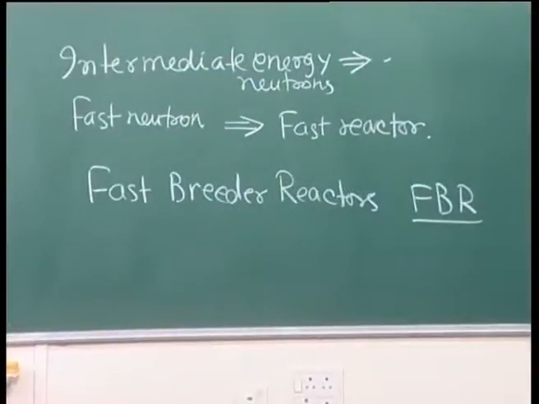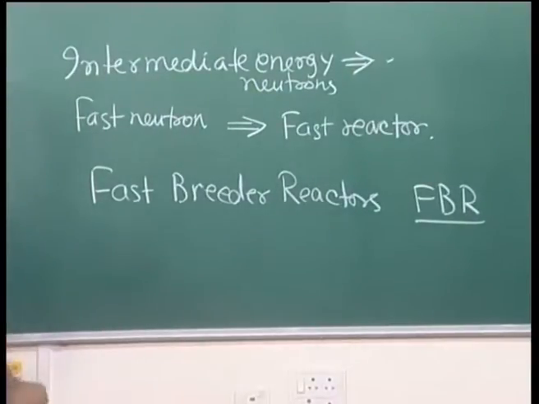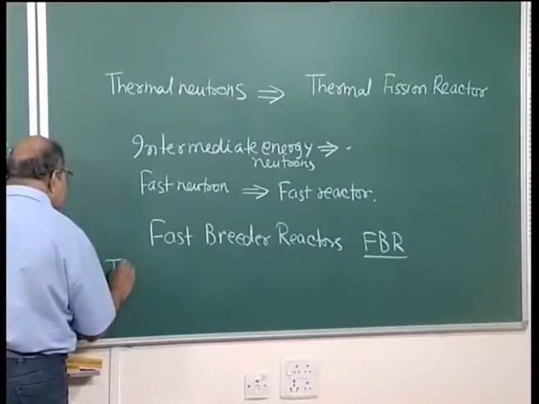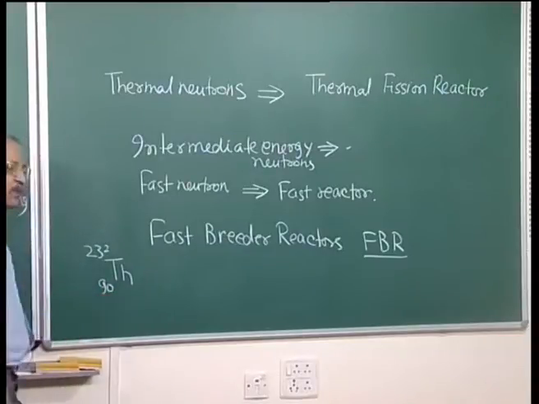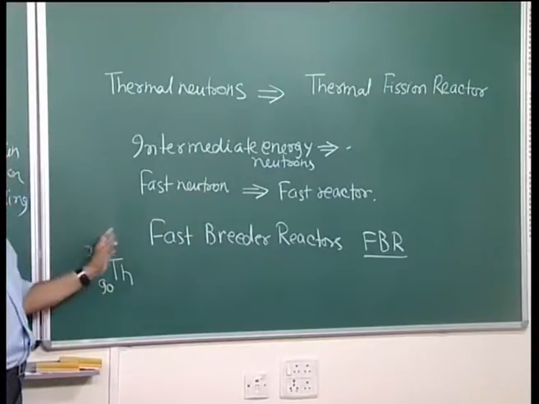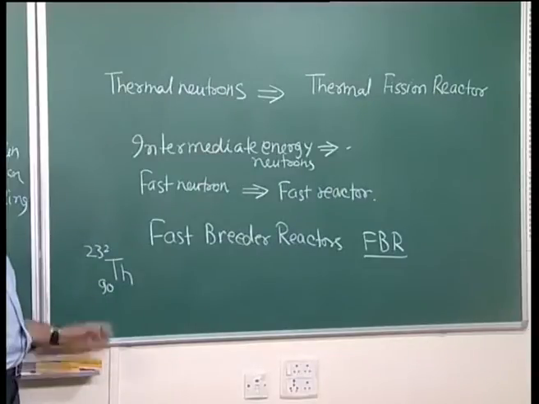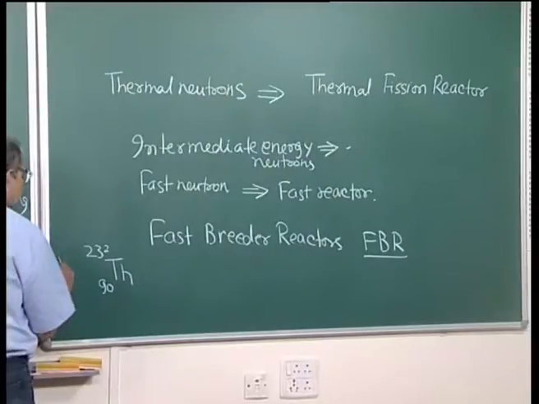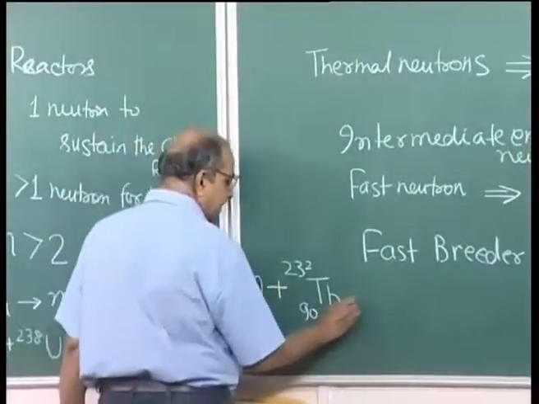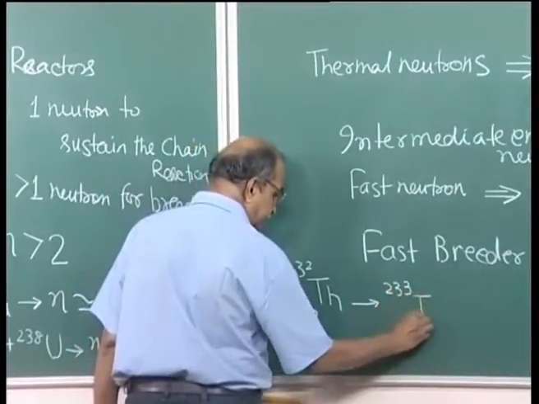Another breeding reaction that is important or possible is with thorium, thorium 90, Z is 90 and A is 232. This thorium is also available. In fact, India has large reserves of this thorium. This is not fissile material as such, but if a neutron is absorbed in it, it can create thorium 233.